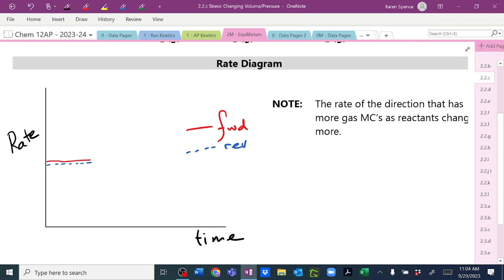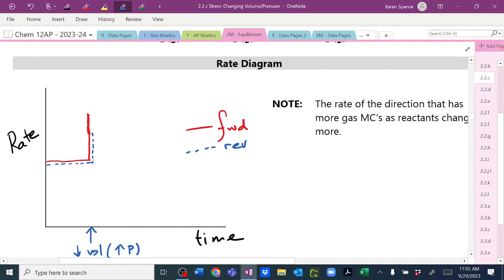Okay, what's going to happen to our rates in this instance when we decrease the volume, increase the pressure? What happens? Forward rate spikes. What happens to our reverse rate? Also spikes, but not as much. So I'm actually going to make my red spike a little bit bigger just so I can differentiate them more easily. So they both spike.